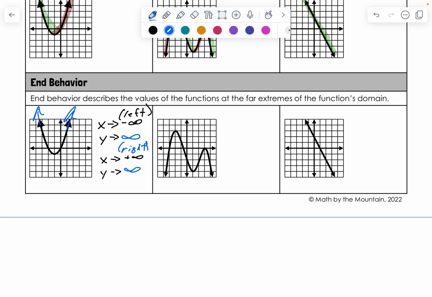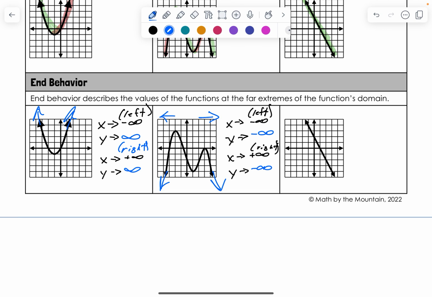This next one, as X is going to -infinity, which again is left, as we look left, what's y doing? As x is going to positive infinity, which is right, what is y doing? So as we look to the left, what's happening? Oh, it's going down, down, down to negative infinity. As we look to the right, what's happening? Oh, it's going down, down, down to negative infinity.